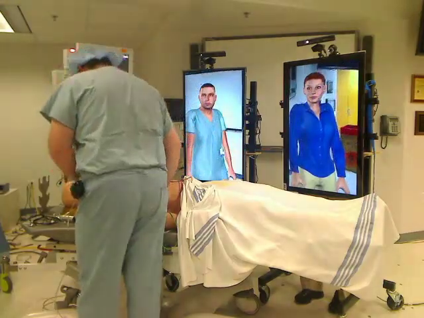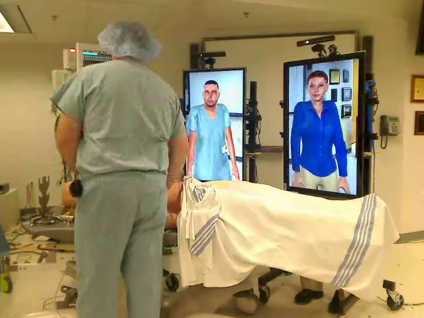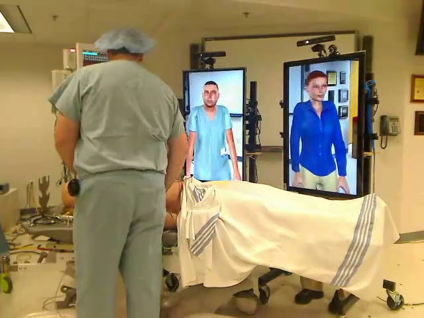There was also a family member of the patient present. She interrupted occasionally to express concern for her father's condition.